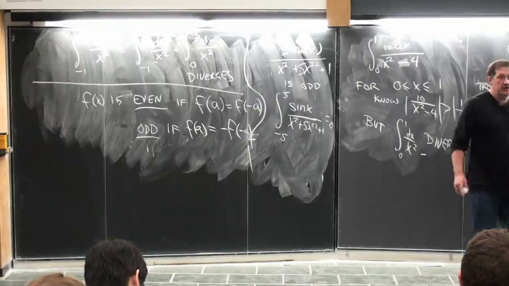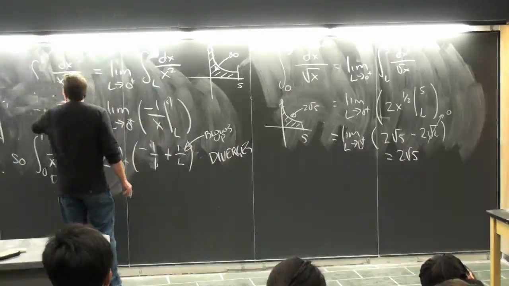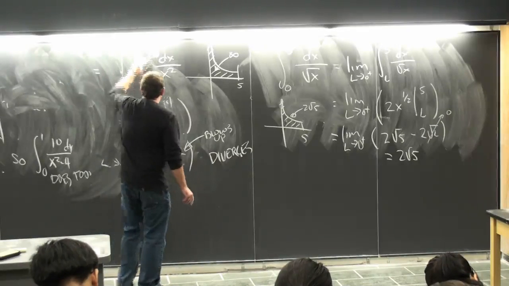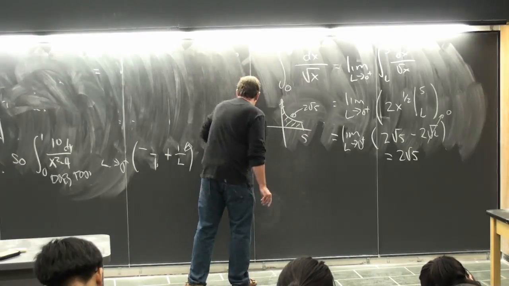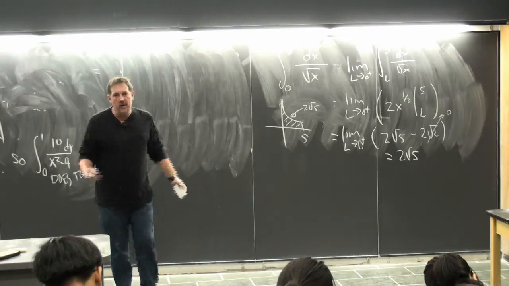And then there's the other side, which says that, let me erase this junk now. The other side says that, similarly, if we've got a thing which is smaller in absolute value, so the other side, let me just write the comparison.